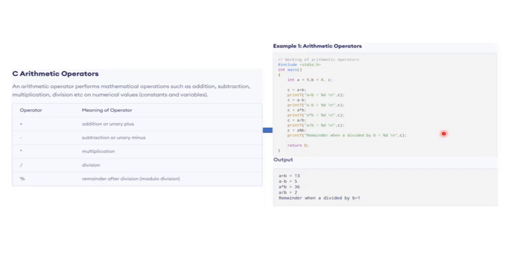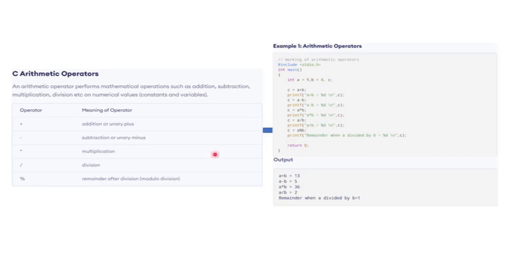First is arithmetic operators. Those operators which allow us to perform mathematical or arithmetic calculations like addition, subtraction, multiplication are called arithmetic operators. This is the list of arithmetic operators: plus, minus, and for multiplication asterisk is used, then division, and in order to get the remainder after division, the percentage symbol is used. This is also an operator and it is called the modulo operator.